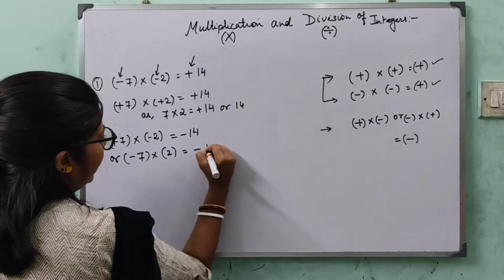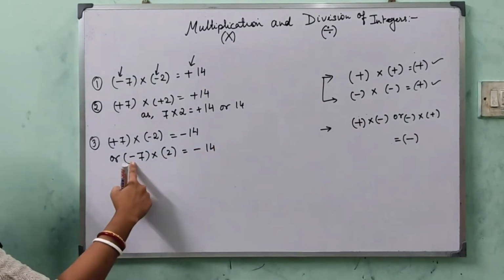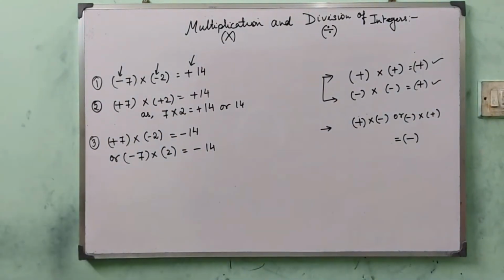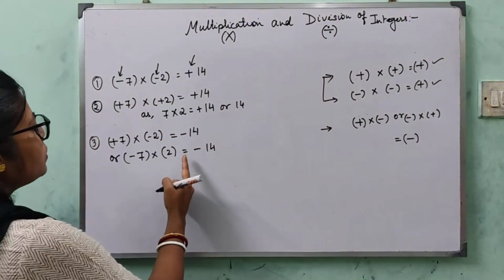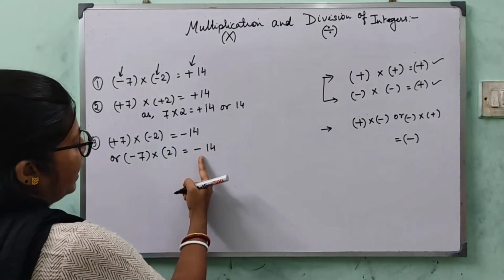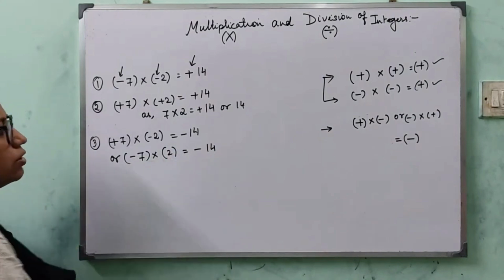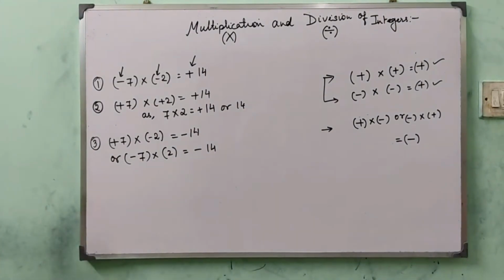Or I can have minus 7 into plus 2. That is equal to minus 14 again, because a minus integer into a positive integer gives a minus sign in the product, and the number is the product of 7 and 2. I repeat once again.